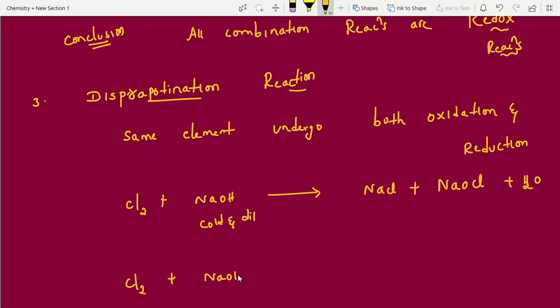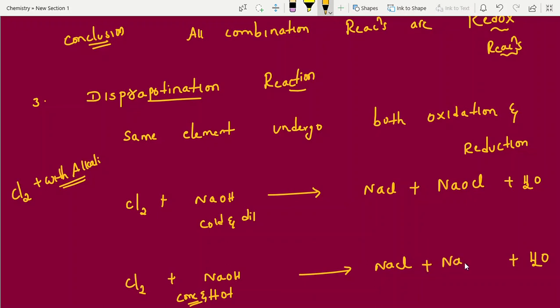Next, chlorine with NaOH. Here also the same thing, chlorine with alkali reaction, but under hot and concentrated conditions. Then what products will you get? See, the byproducts are the same, but the main product here is NaCl and water. That's it, students.